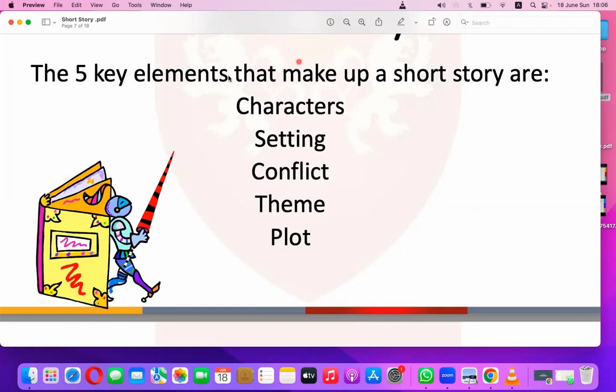So as I said, before we go over the short story, we're going to read the short story and find the elements. These 5 elements. First, let's have a quick review. The 5 key elements that make up a short story.